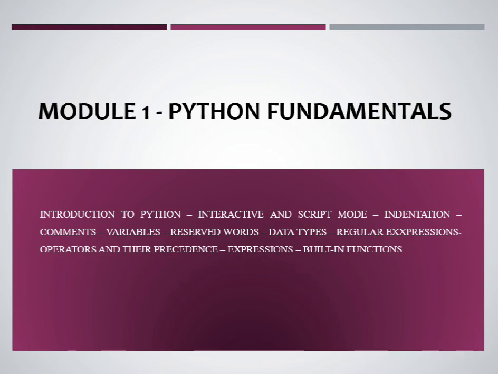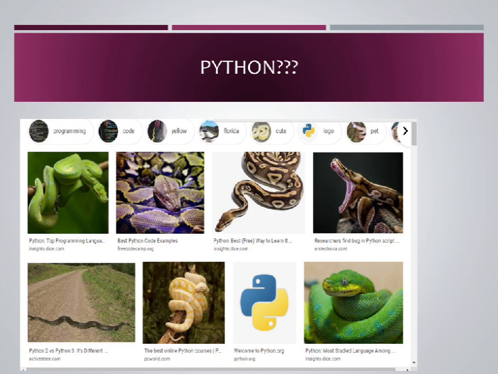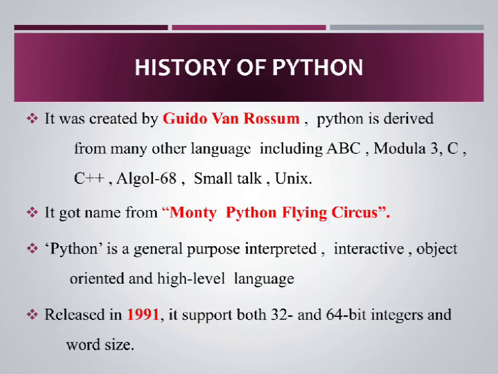Next, what we see is that Python is derived from these pictures, the pictures of snakes. As for the history of Python, we talk about Monty Python's Flying Circus, from where the name was derived. It was created by Guido van Rossum, and it's derived from many other languages, including ABC, Modula, C, C++. It got its name from Monty Python's Flying Circus.